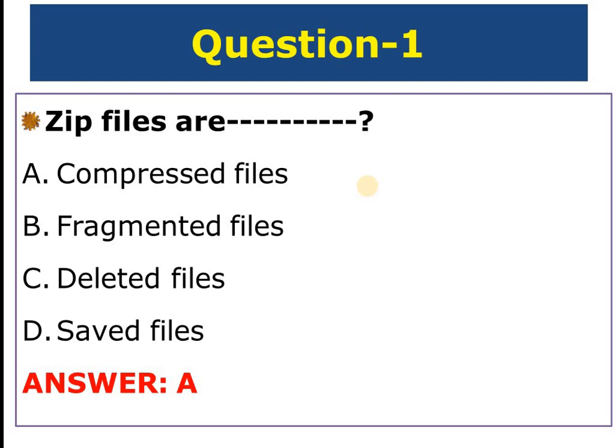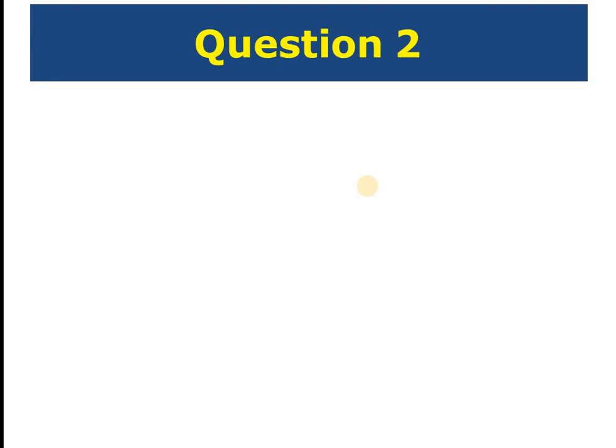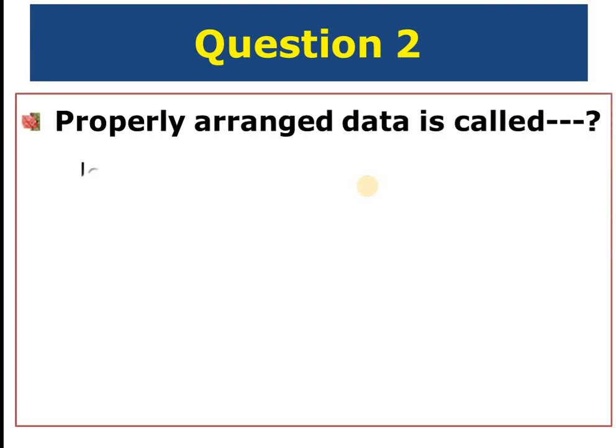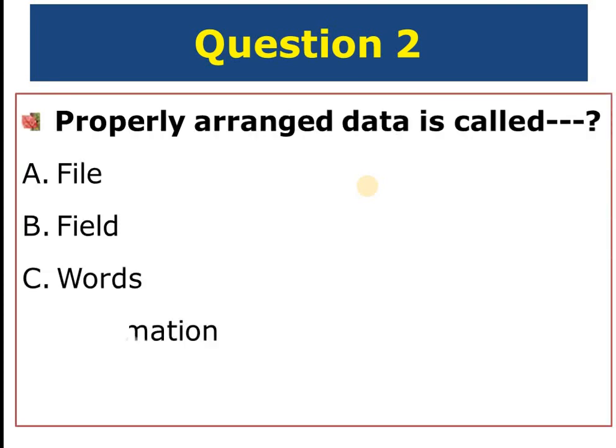The next question, question number 2. Properly arranged data is called A. File, B. Field, C. Words, D. Information. Choice D is the answer. That is, properly arranged data is called information.